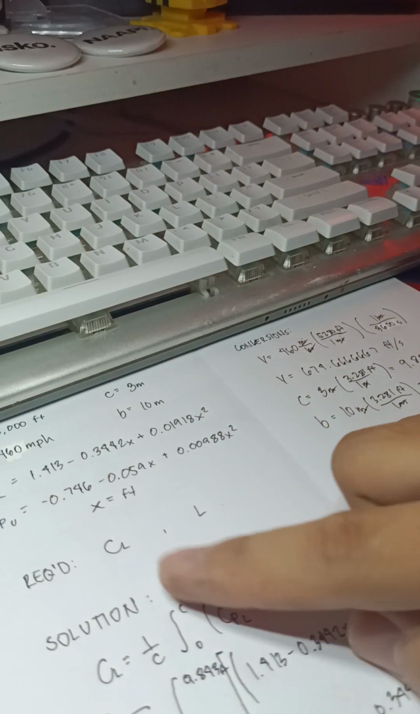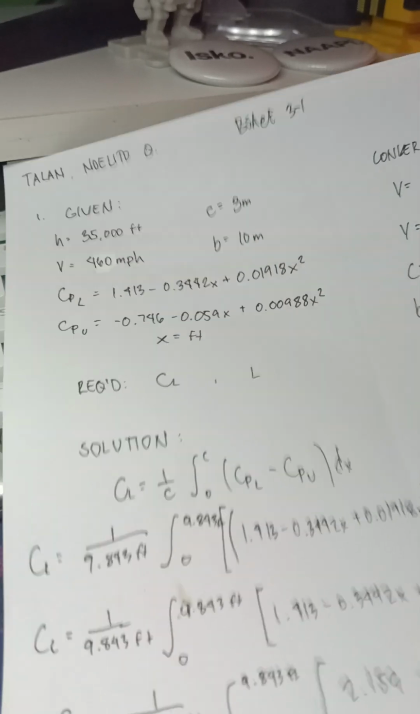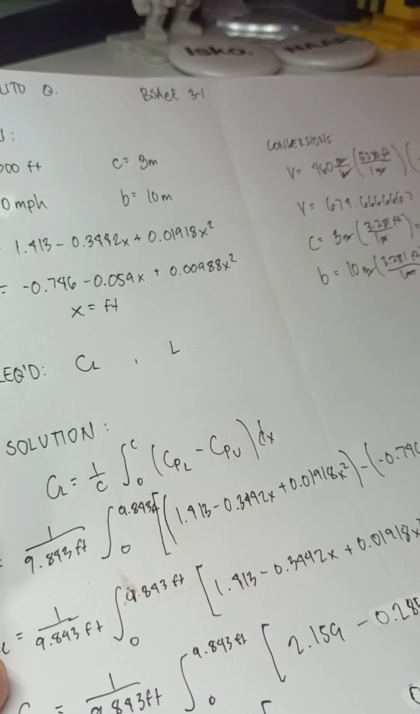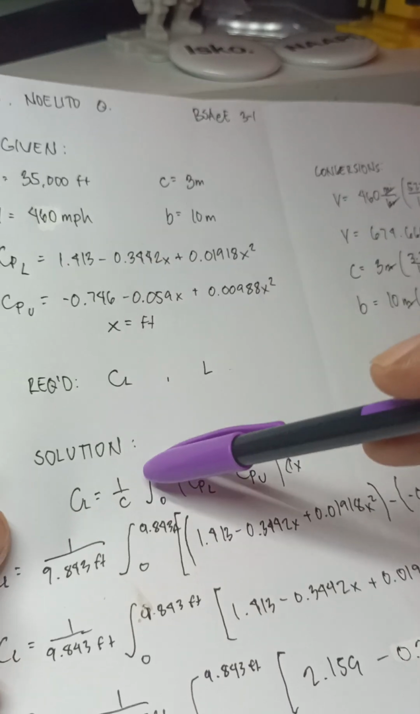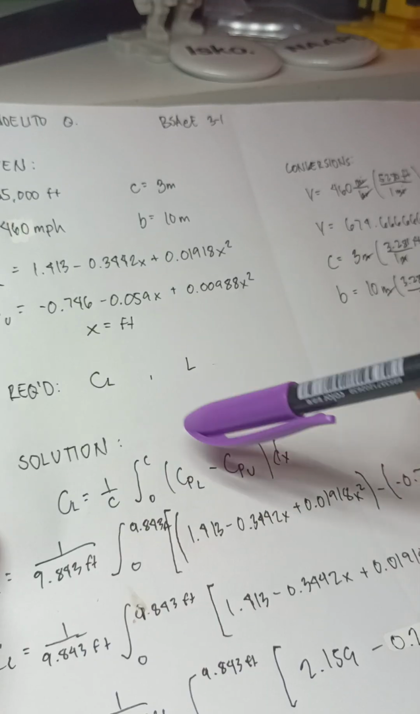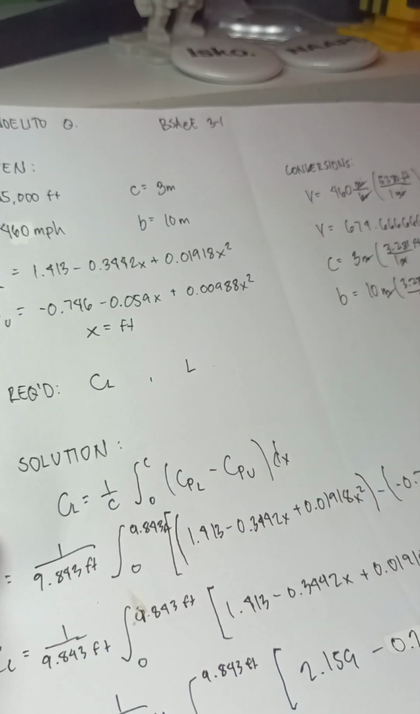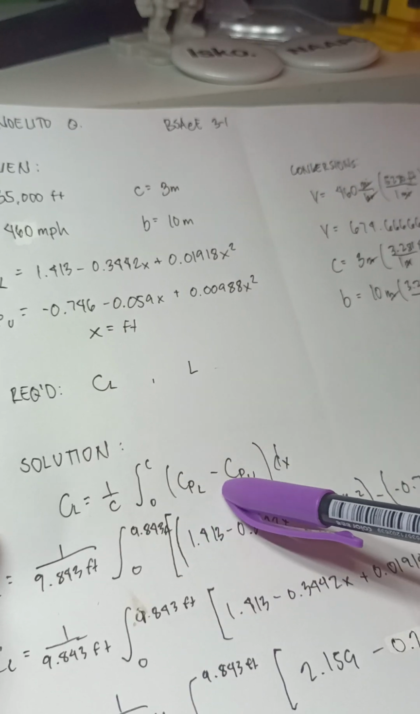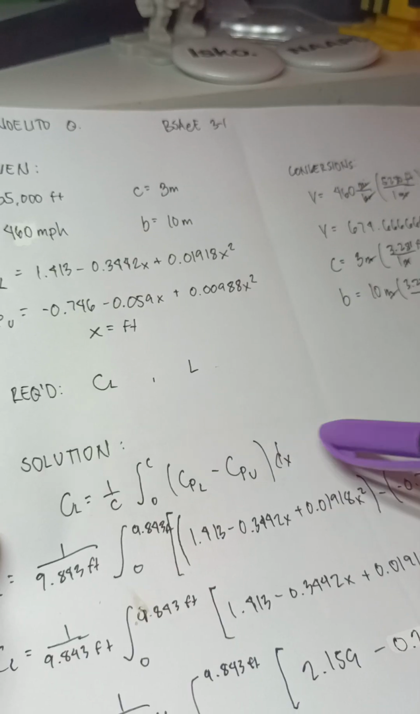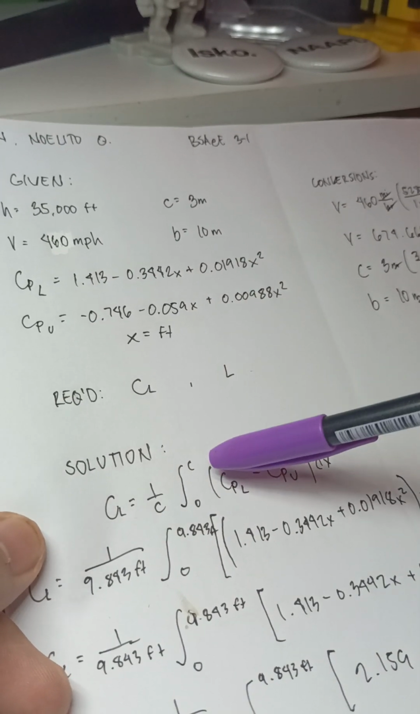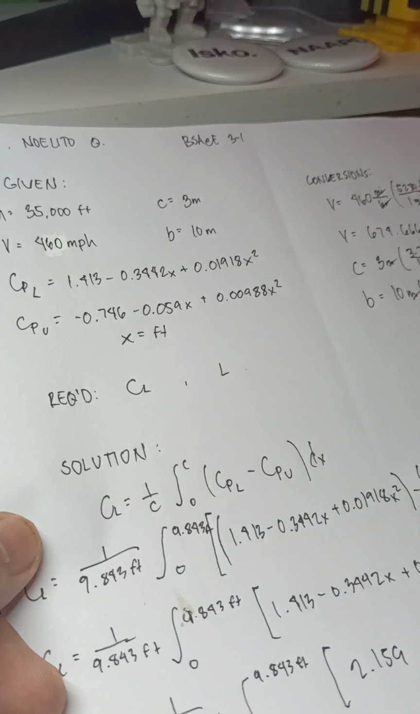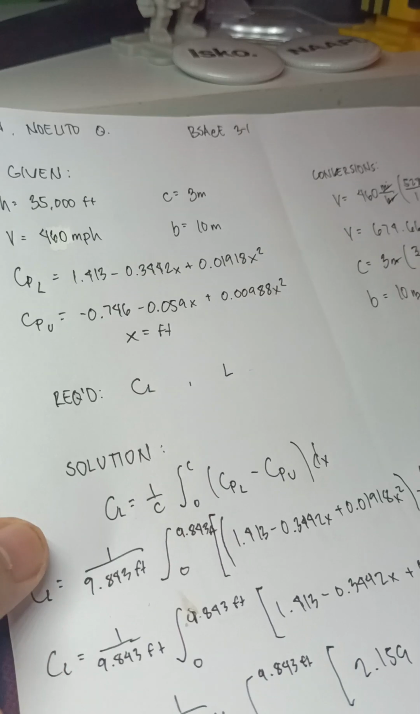So what is required is the lift coefficient and then the lift. So the formula for the lift coefficient is CL is equal to 1 over chord times the integral of CPL minus CPU dx, with the upper boundary of the chord and then 0. So, let us start.